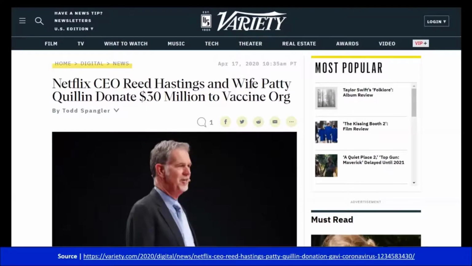Netflix CEO Reed Hastings and his wife Patty Quillen donate $30 million to vaccine.org. So in case you're wondering what the bias of Netflix is, well, if Netflix is donating money to vaccine.org, do you know who vaccine.org is? Gavi. And Gavi is the Bill and Melinda Gates Foundation again. So Netflix is sending money to the richest men in the world, probably as a thank you, because my guess is that when Netflix couldn't get money to get started, who gave them money? Likely it was Bill and Melinda Gates.